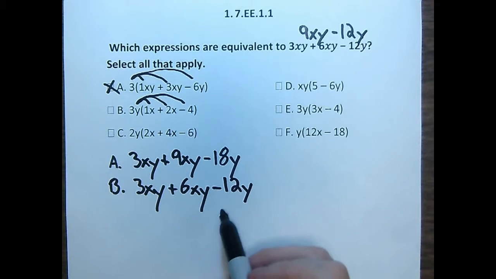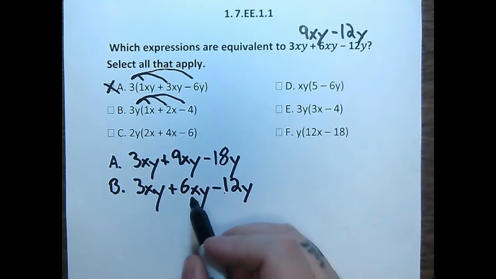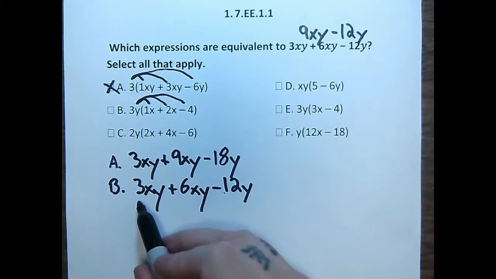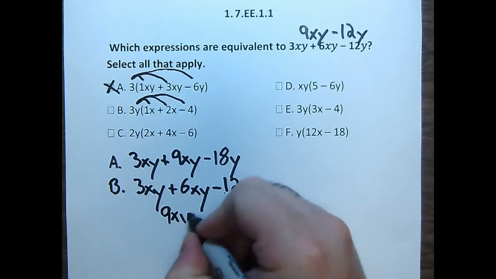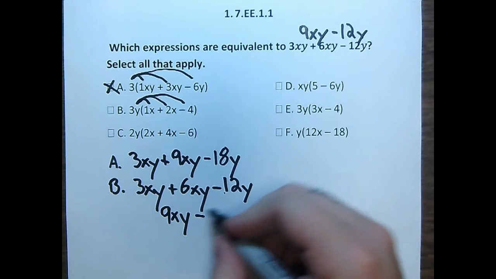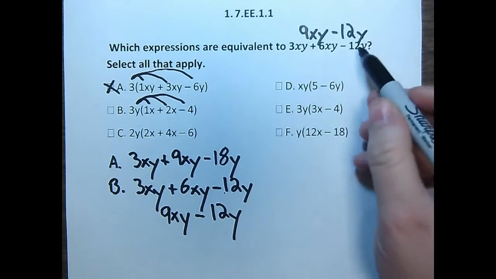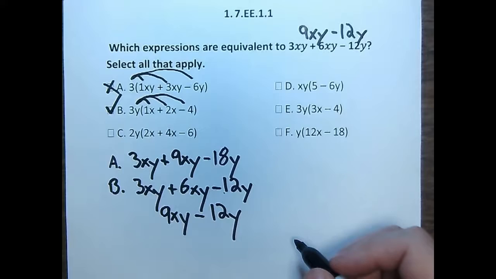Now we're almost done because we're looking good here. We got a negative 12y, and we needed a negative 12y. So now we just got to combine these two, and these two combine 3xy and 6xy will give you 9xy. Then everything else we got to write again, 12y. So 9xy minus 12y, and that's what we're looking for. So B is good. Okay.